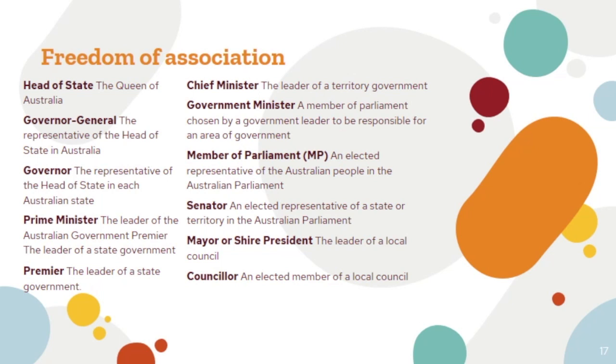Government Minister: a member of Parliament chosen by a government leader to be responsible for an area of government. Member of Parliament: an elected representative of the Australian people in the Australian Parliament. Senator: an elected representative of a state or territory in the Australian Parliament. Mayor or Shire President: the leader of a local council. Councillor: an elected member of a local council.